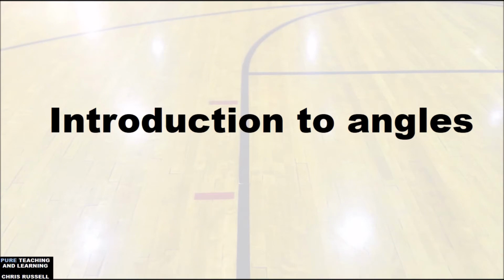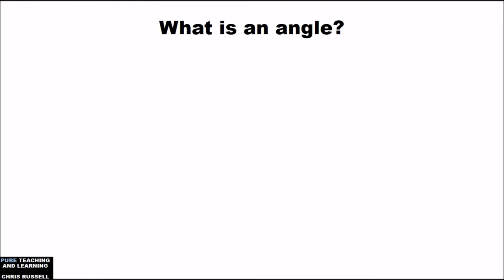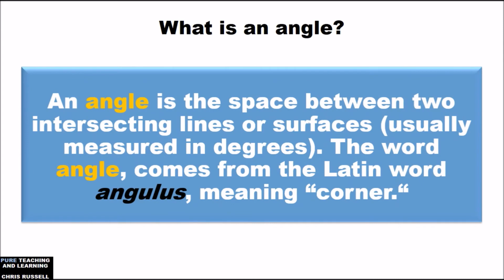Introduction to angles. What is an angle? An angle is the space between two intersecting lines or surfaces, usually measured in degrees. The word angle comes from the Latin word angulus, meaning corner.